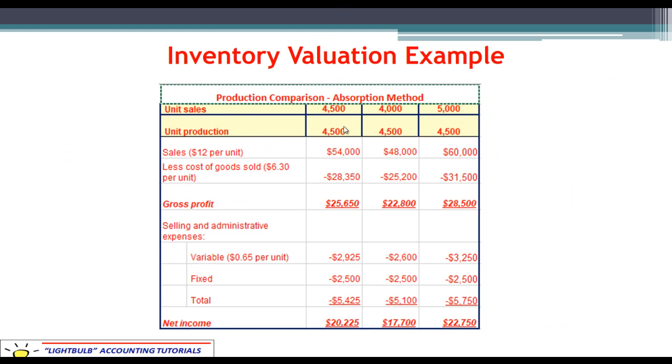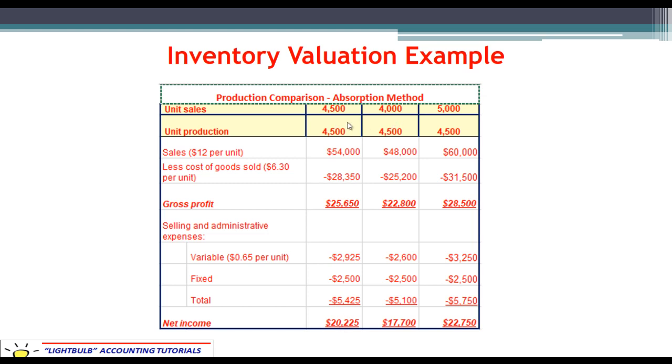So now let's take a look here at what happens to that absorption method depending on how our sales compare to our production. So first let's look at a situation where sales and production were equal. In other words, we sold everything we produced. We have sales. We subtract out that $6.30 per unit cost of goods sold multiplied by 4,500 units. We get gross profit, and then we subtract out our selling and administrative expenses.